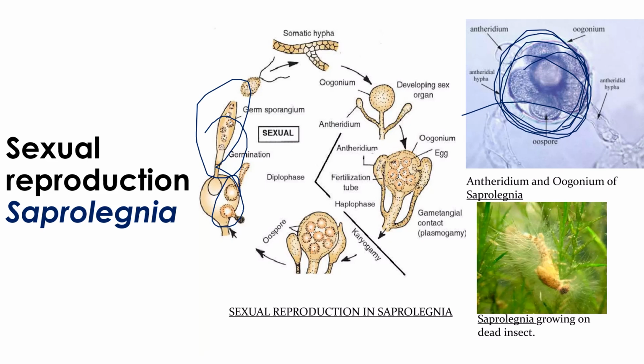Again, it is the same gametangial contact type, where male and female gametangia come in contact with each other and a fertilization tubule is formed for the exchange of gametes. After fertilization, multiple oospores are formed in the oogonium. That is also one of the important features.